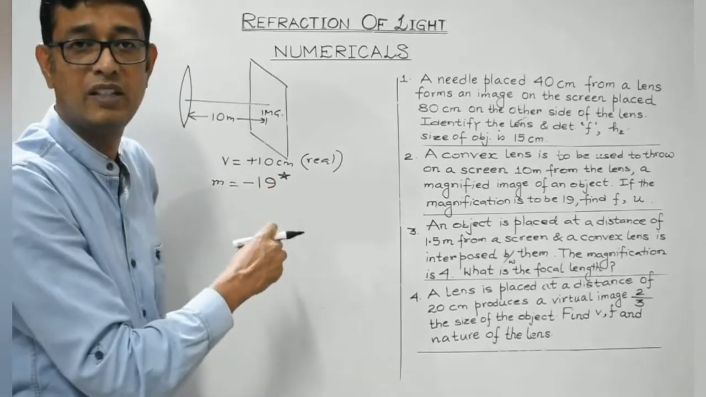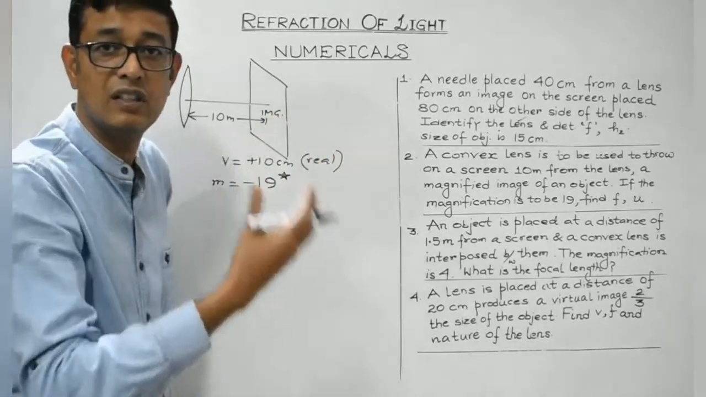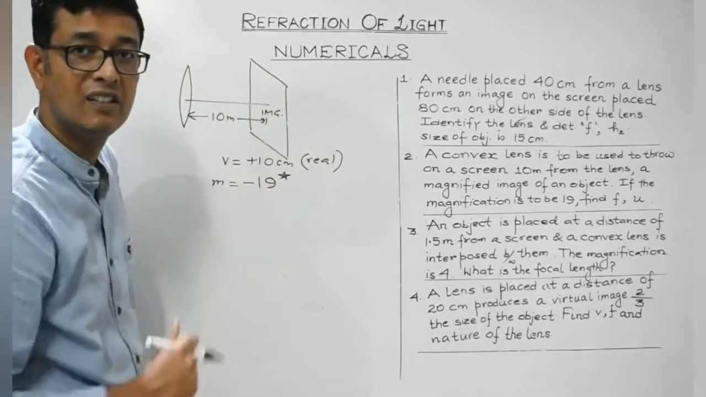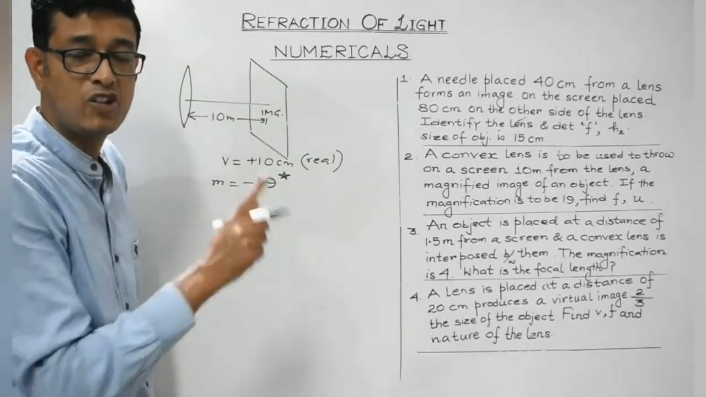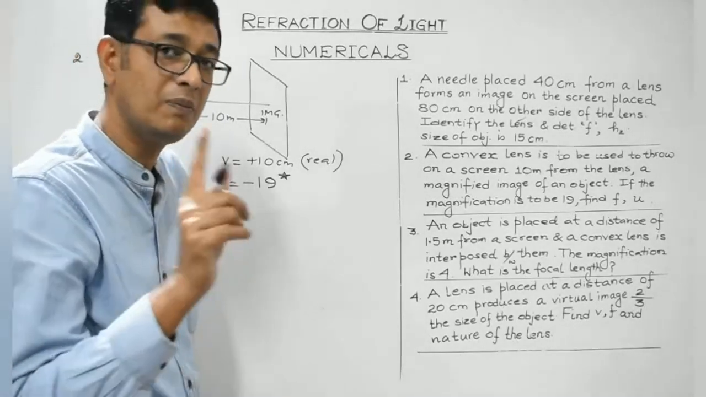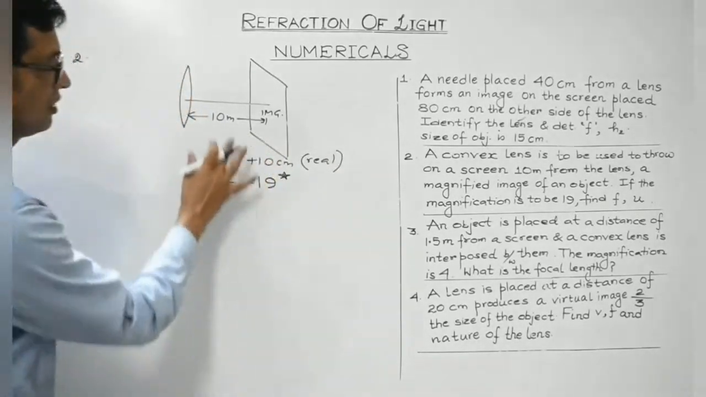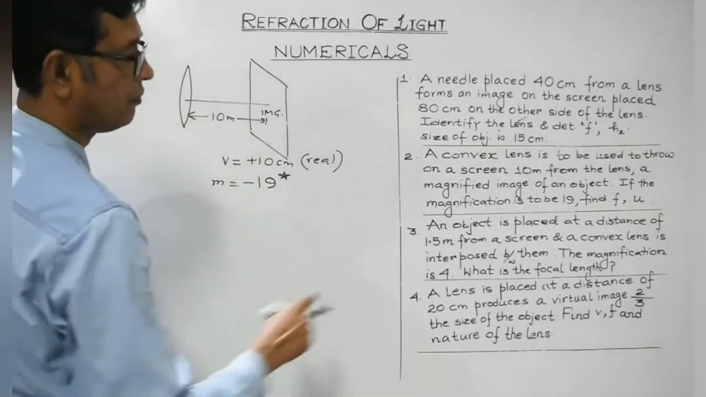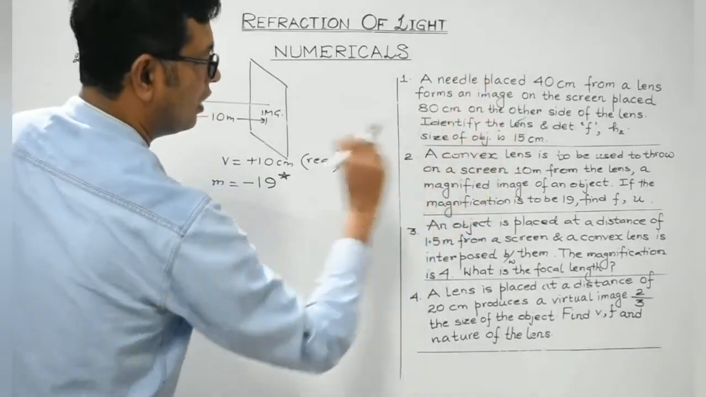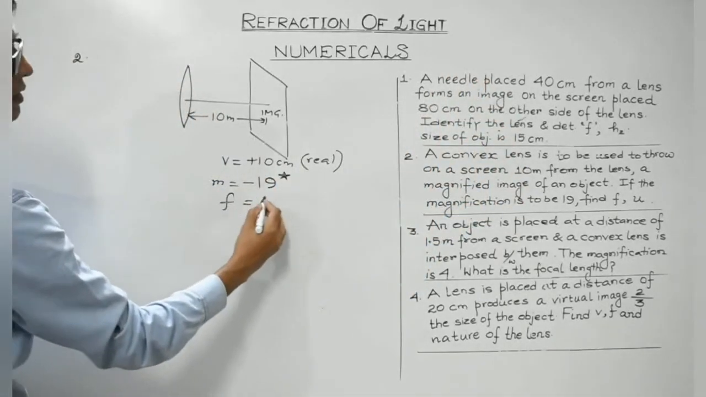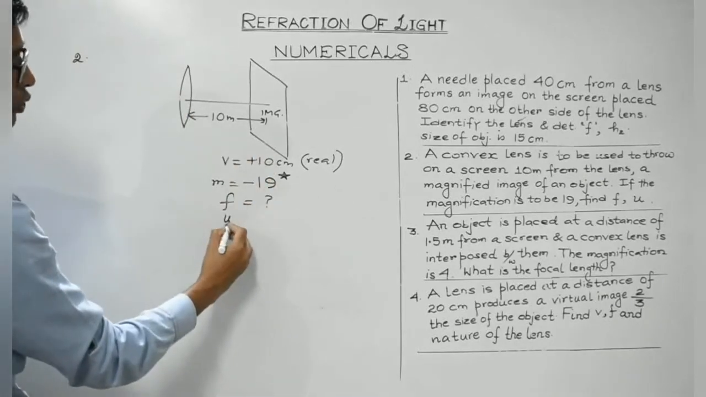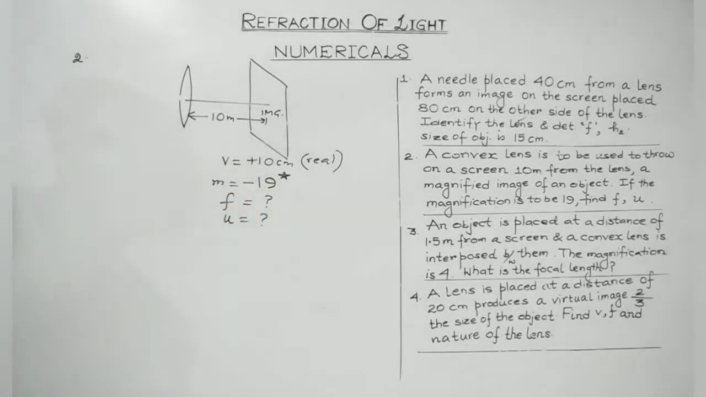Since the nature of the image is real and inverted, why is it inverted? Because it is real. Why is it real? Because the image is obtained on the screen. So for an inverted image, linear magnification is negative. For an erect image, linear magnification is to be assigned a positive sign. So this is given. Magnification is given, image distance is given. We are supposed to find out the focal length. Focal length of a convex lens should be positive, and U should be negative.